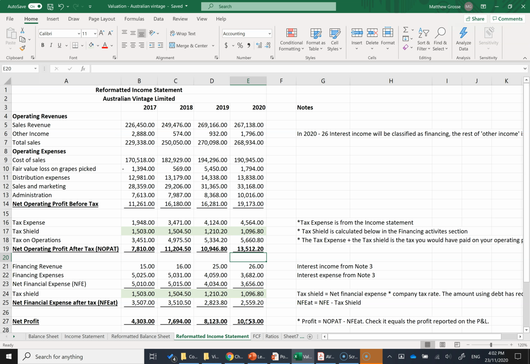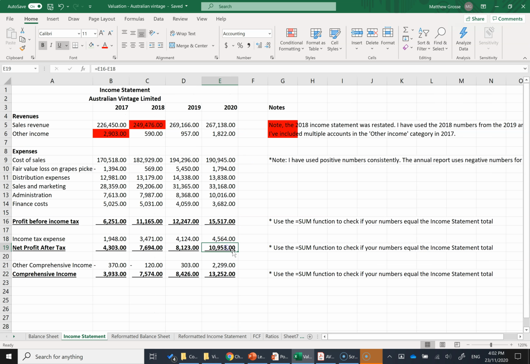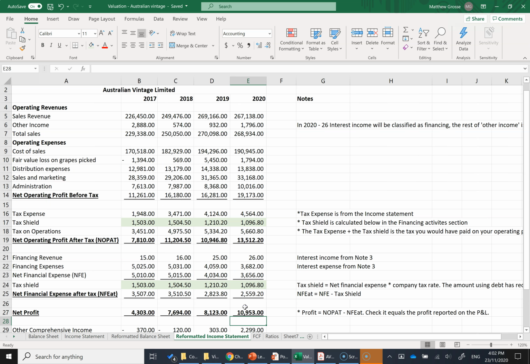I can then check that I haven't made any mistakes. Net profit equals NOPAT minus NFEAT. I go back and I look at my income statement. For 2020, my net profit after tax should be 10,953. I've calculated it as 10,953, so I haven't made any obvious mistakes here.